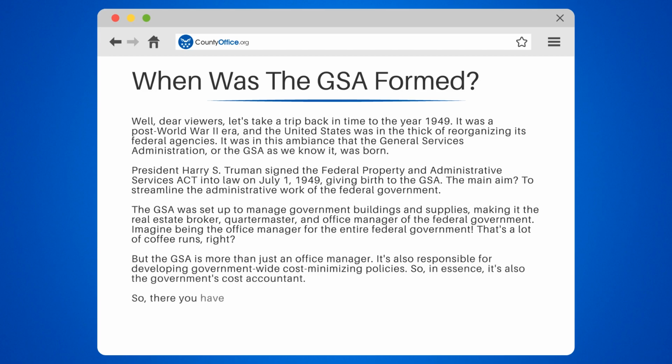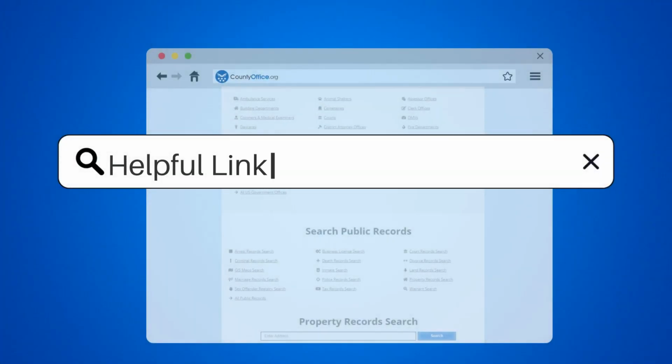So, there you have it. The GSA was formed on July 1, 1949, and has been keeping the federal government's administrative engine running smoothly ever since.